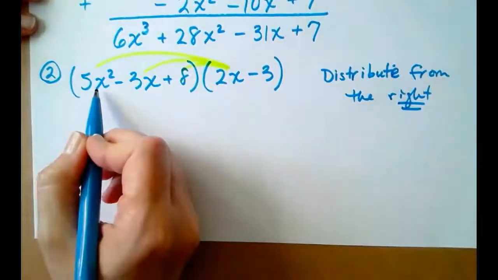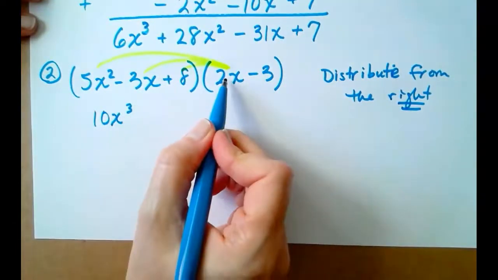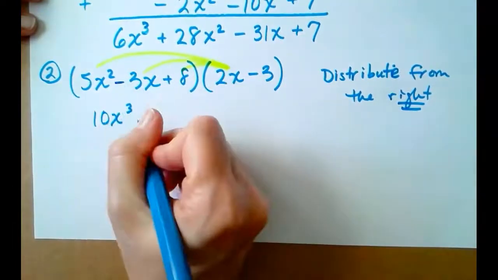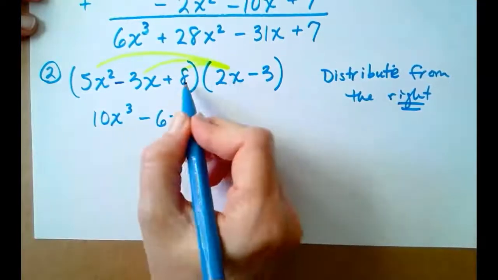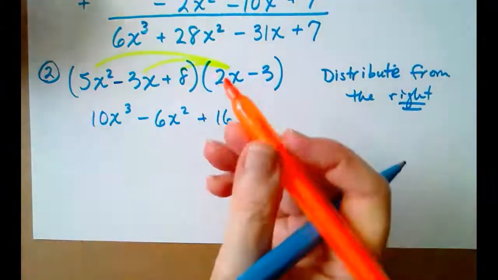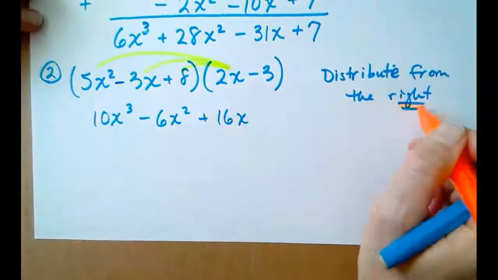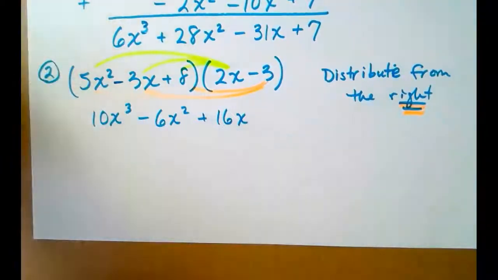So 2x times 5x squared is 10x cubed. 2x times negative 3x, negative 6x squared. 2x times 8 is plus 16x. Now let's take the negative 3 through from the right. So it's still getting distributed, and I'm still going to line up my like terms.